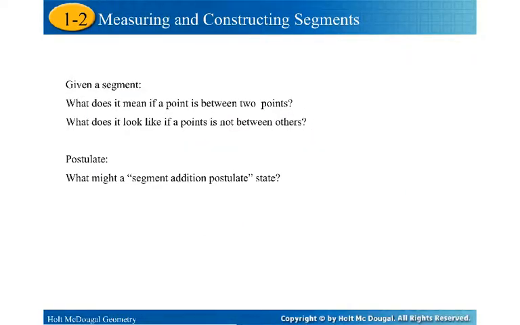So the next one here, let's say that you are given a segment. What does it mean if a point is between 2 points? That would mean that they are collinear, and we did talk about that in the first section of notes. So if you have a point between 2 points, it does in fact have to be collinear, or on the same line. Okay. The next question here is, what does it look like if a point is not between others? And so that would be non-collinear.